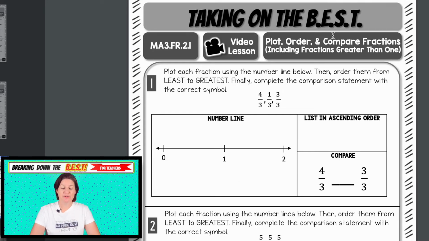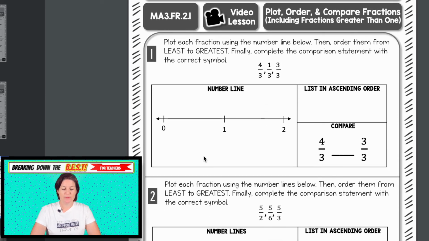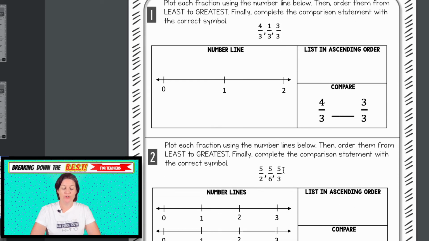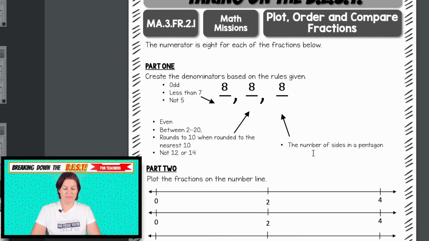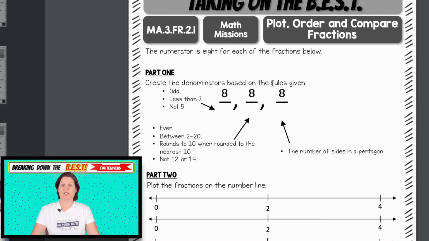And we have that fourth video lesson, plotting, ordering, and comparing fractions on a number line, including fractions that are greater than 1, same kind of thing. It's an open number line, and now if the denominator is the same, they'll have one number line. If the numerators are the same but different denominators, there's a few number lines there so they can mark it appropriately. All right, and then we have the math mission, which is like your math task.